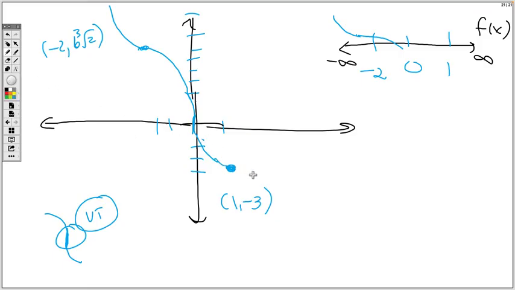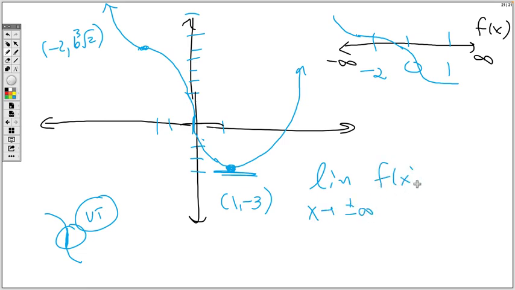Now at 1, the derivative is 0, so it flattens out. And then, on the other side, it turns to increasing, but it's still concave what? Up. And there it is. And once again, we could take the limits as you go off to plus and minus infinity, like we did before, and get that they're both infinity, and that tells us it keeps going up forever now. Okay.